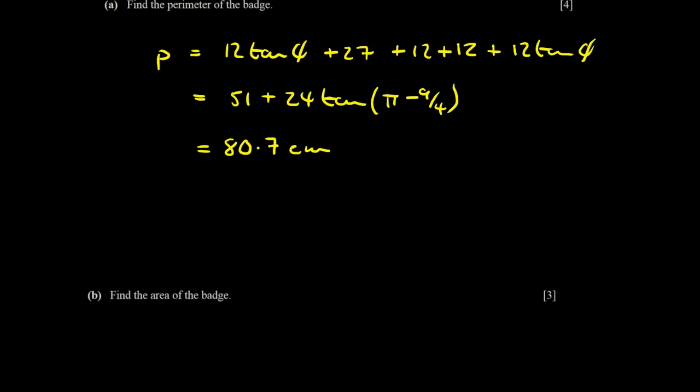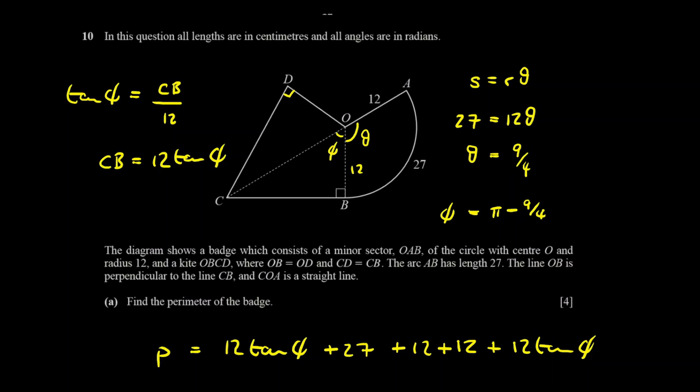Okay, then part B, we want to find the area of the badge. And how are we going to find the area? Well, we've got to find the area of the sector. That's the first thing. And then the area of this kite. Well, the area of the kite is the same thing as finding the area of two of these triangles, right? So take the area of the triangle and double it. And how are we going to find the area of the triangle? Well, we can do a half the base times by the height. So why don't we just focus on doing that?